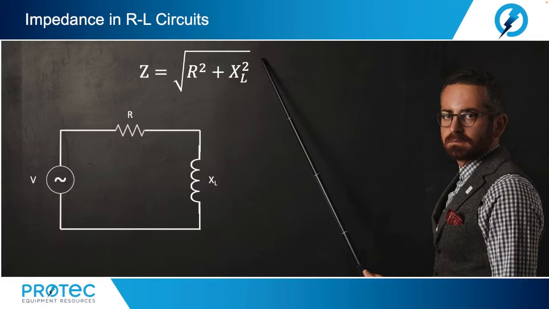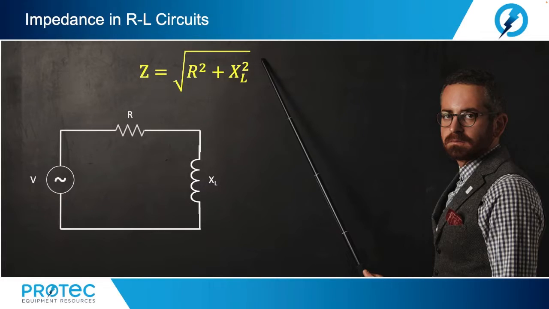Now let's look at impedance in a resistive inductive circuit. Impedance is the resultant of phasor addition of resistance and inductive reactance. The symbol for impedance is capital letter Z. Impedance is the total opposition to the flow of current and is expressed in ohms.